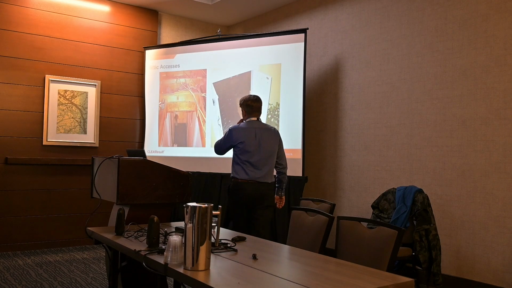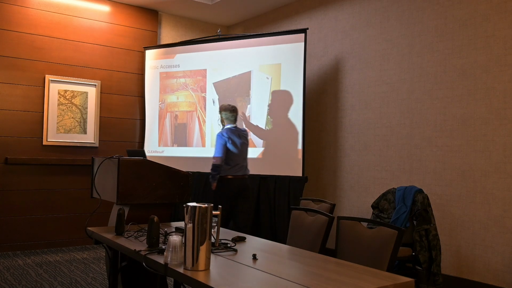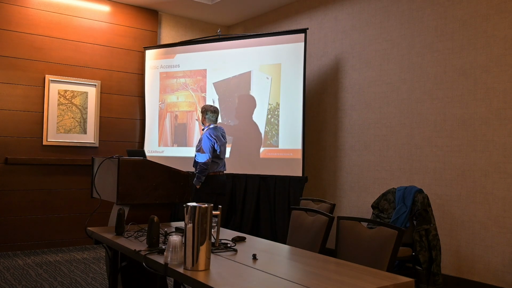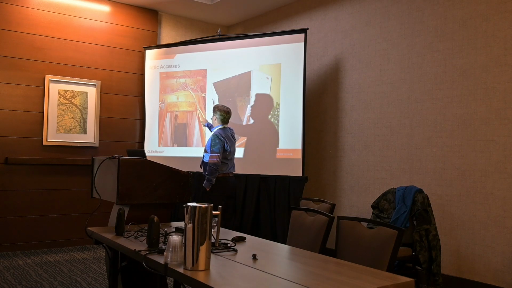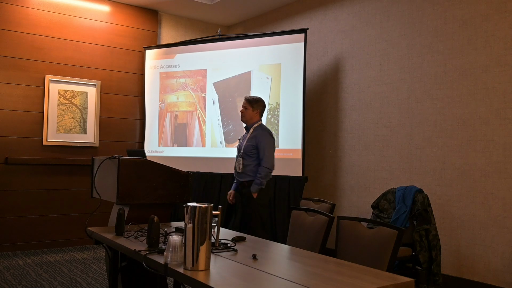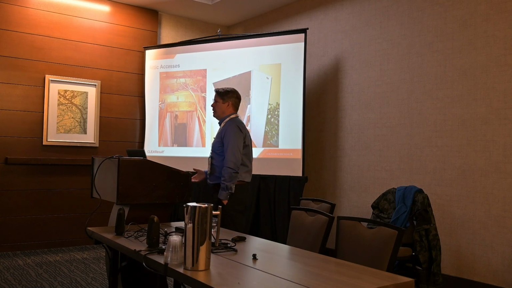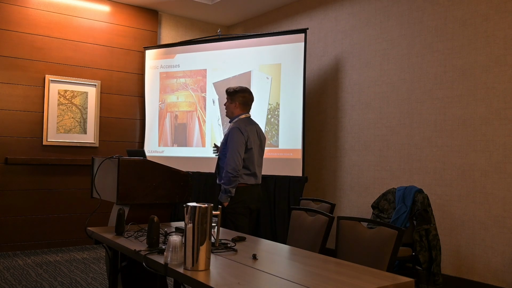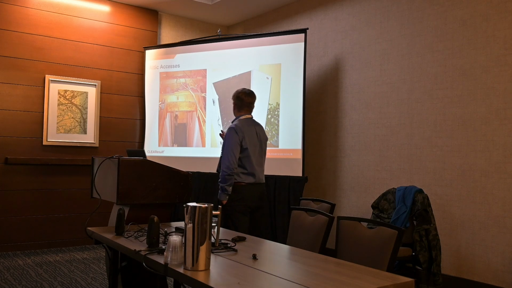Attic accesses are always a weak spot. We know that code says that the access should be to the same R value as the building component it's part of, but there's no way we're building an R49 pull down staircase box, right? Can't do it. Best we can do is probably about R10, R14, something like that. So that's what we do.